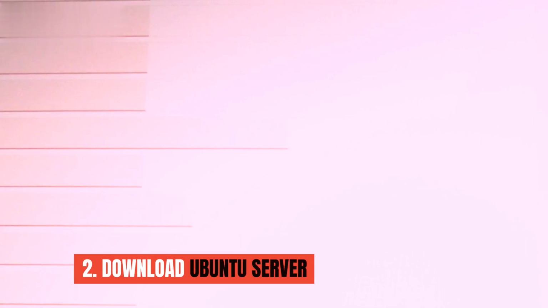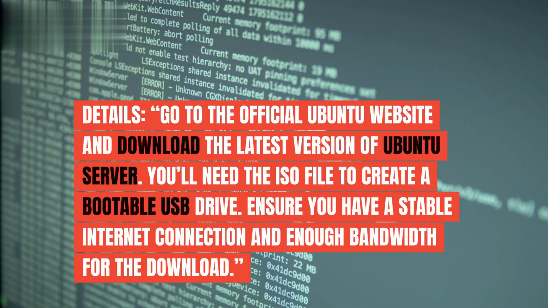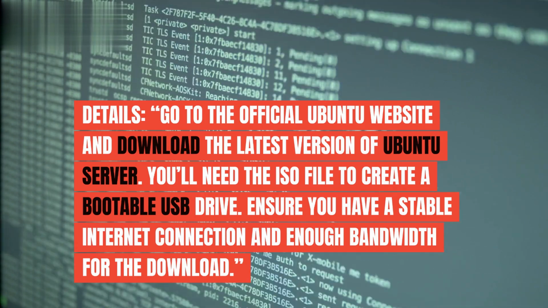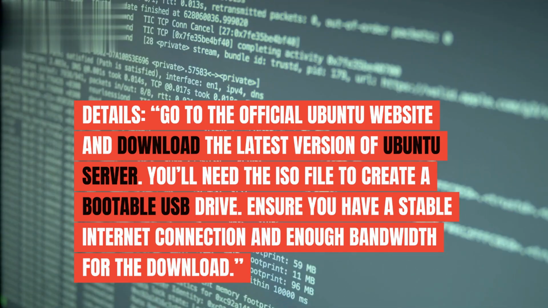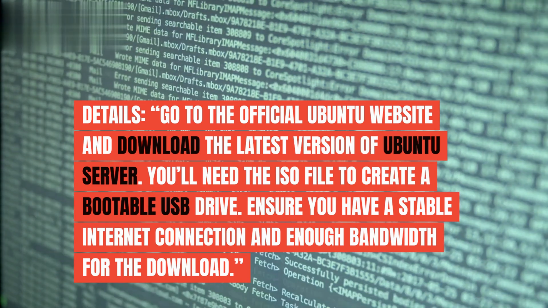2. Download Ubuntu Server. Step 2. Download Ubuntu Server. Details. Go to the official Ubuntu website and download the latest version of Ubuntu Server. You'll need the ISO file to create a bootable USB drive. Ensure you have a stable internet connection and enough bandwidth for the download.